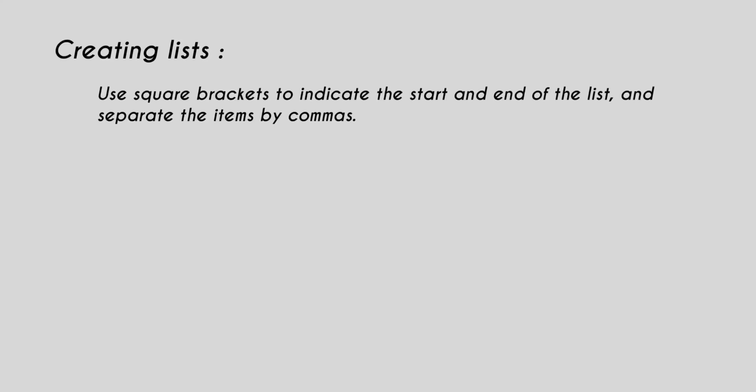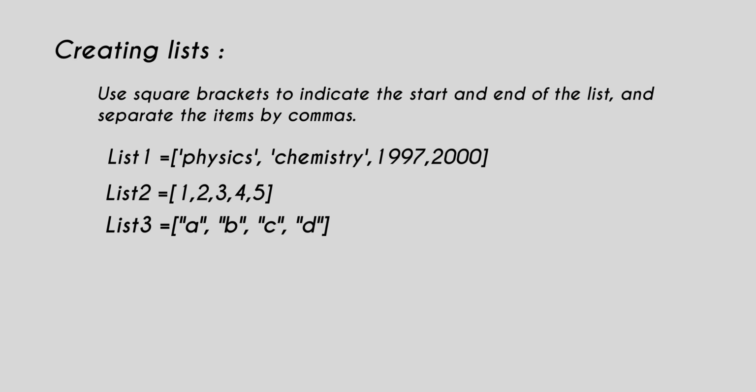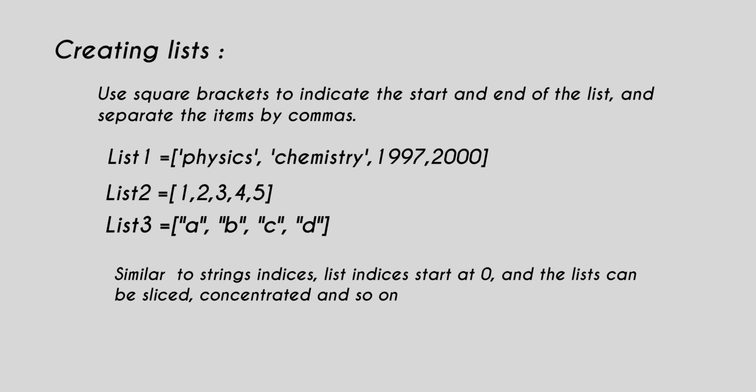Creating a list. Use square brackets to indicate the start and the end of the list and separate the items by commas. For example, list 1 has physics, chemistry, 1997, 2000 in the brackets, and that becomes a list. List 2 has the values 1, 2, 3, 4, 5, and list 3 has the alphabets A, B, C, D in brackets. As with strings, list indices start at 0 and the list can be sliced, concatenated and so on.